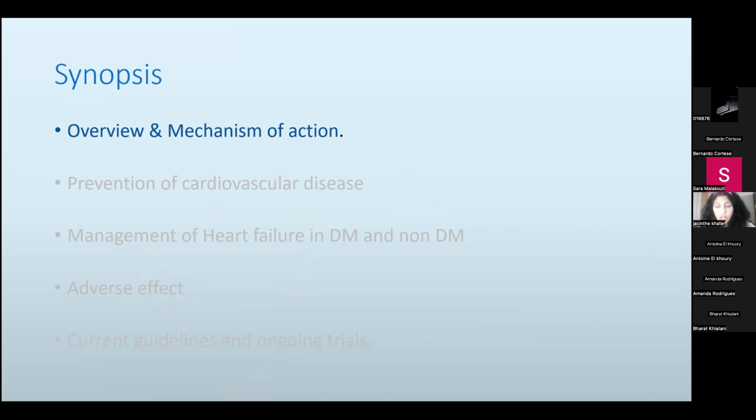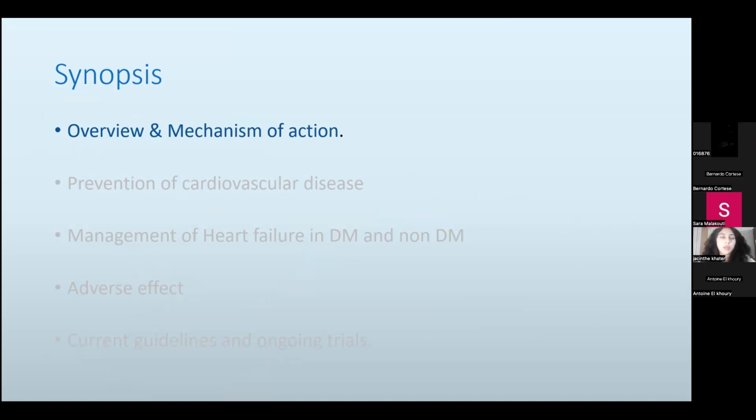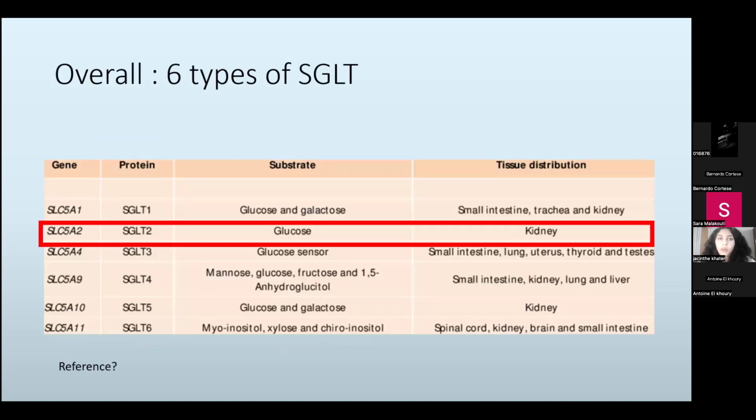But first, it is important to mention that initially SGLT2 inhibitors were used for diabetic patients. However, with ongoing trials and research, it became obvious that SGLT2 inhibitors were also extremely important for heart failure patients and for cardiovascular outcomes, whether we're talking about diabetic or non-diabetic patients, and we will dig into that further on as we go. Overall, we have 6 types of SGLT transporters. However, we're going to focus on SGLT2 inhibitors because they tackle the substrate here, which is glucose.